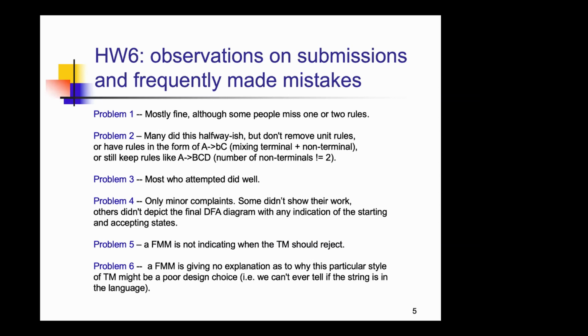Problem 5, most of you did fairly all right. I did see a few cases where you might not have indicated when this thing should either accept or reject, which is probably the most important part of your Turing machine, but that should be fine anyway, if you've got the general description of how the tape is behaving and whatnot. Problem 6, I think almost all of you got this right. A few of you forgot that the problem also asks for why it might be a poor design choice to have infinite looping behavior. But I don't think too many people actually got a wrong Turing machine. But yeah, that would be the frequently made mistakes.